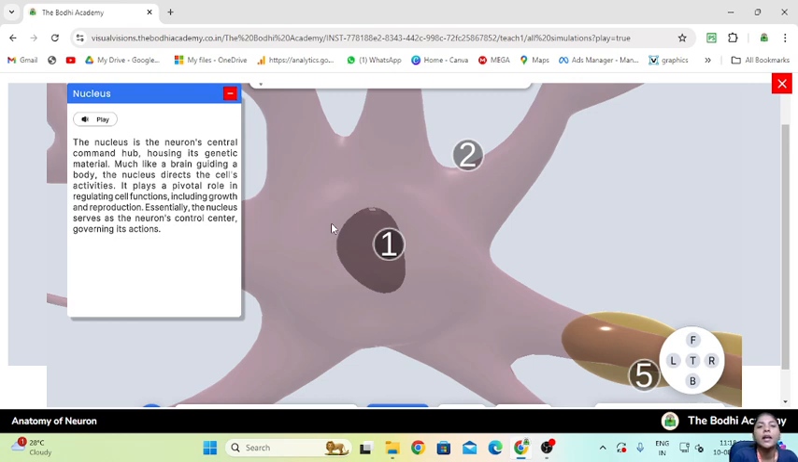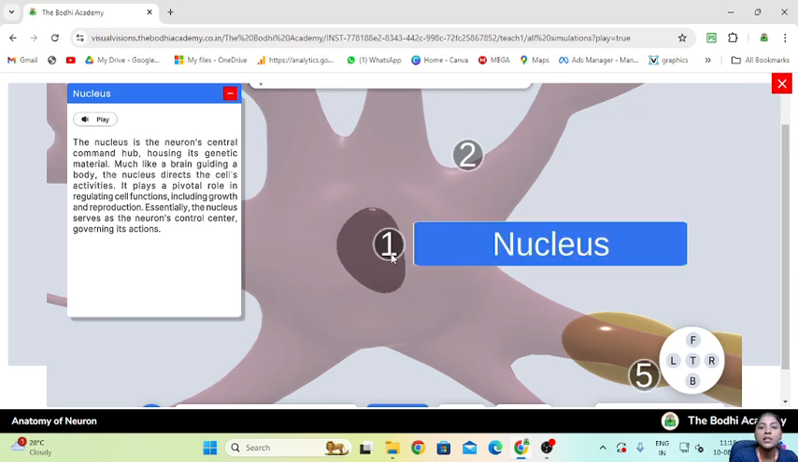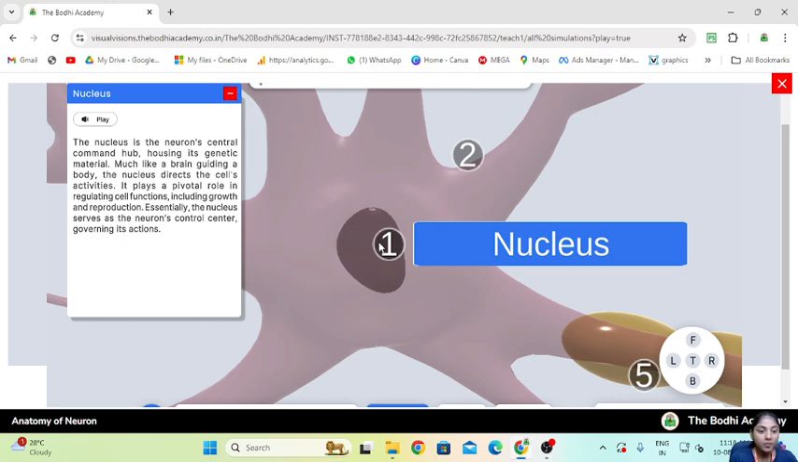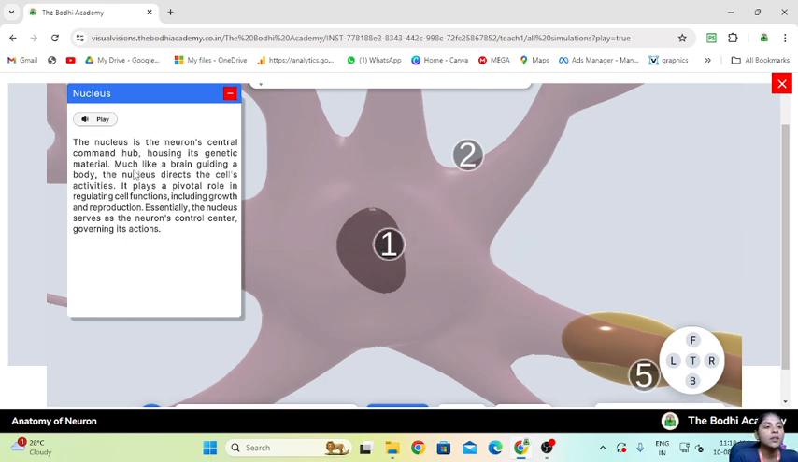So the cell body has a nucleus. The nucleus is the neuron's central command hub housing its genetic material. So all the genetic material of the cell will be stored in the nucleus. That is the nucleic acids. Then much like a brain guiding a body, the nucleus directs the cell's activity. So all the activities which are carried out by the cells, all the functions will be directed by the nucleus. It plays a pivotal role in regulating cell function including growth and reproduction.